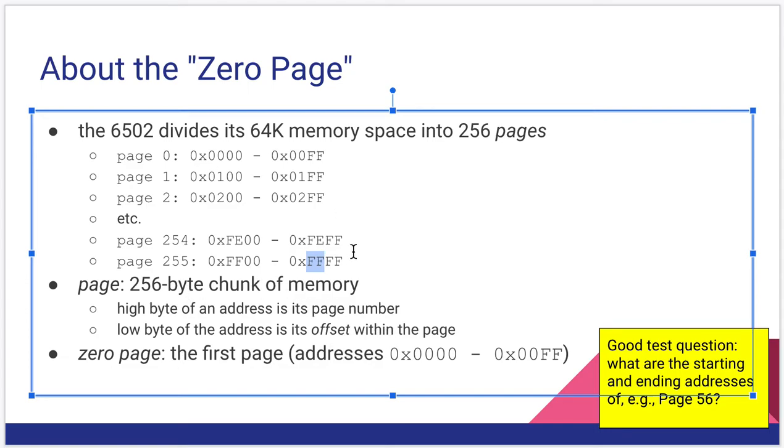Because of that, we get a nice way to divide this up: if you have a two-byte address, the first byte is its page number, and the second byte is its position within that page. It can also be called the offset within that page. Now, the zero page is literally that page zero stuff.